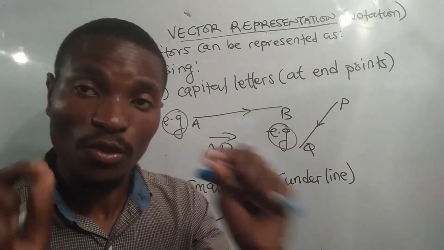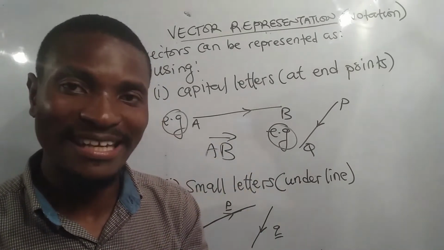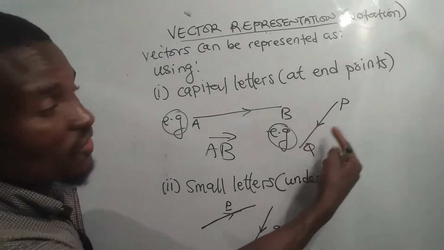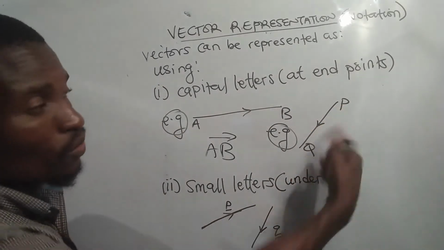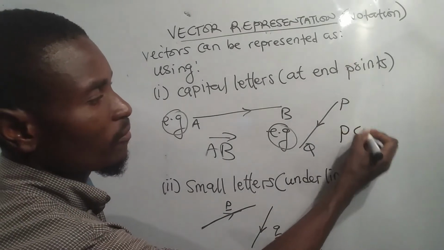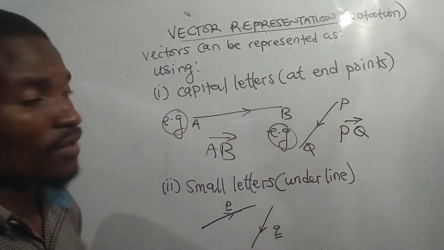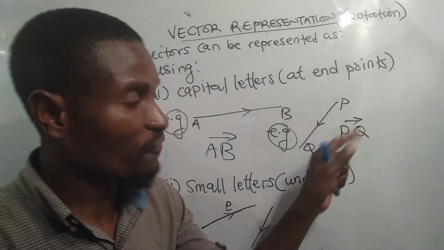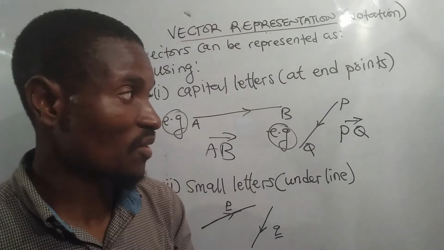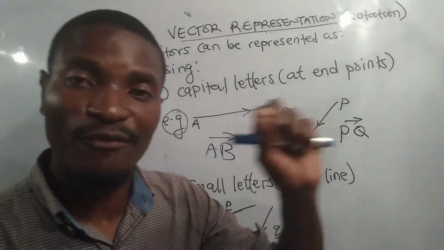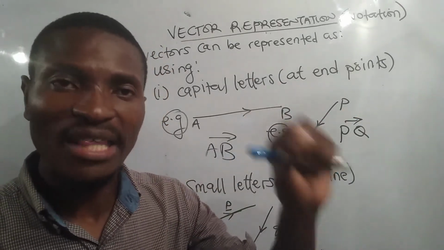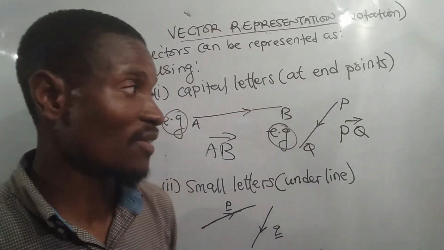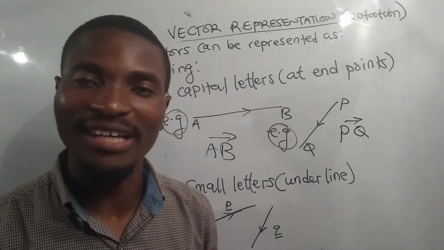Make sure that we get that concept. You can also have this one, where the direction is coming from P going to Q. So we write it like that. That's how we write the notation for vectors in capital letters. Don't forget to put the forward arrow when we are using capital letters for vectors. Please make sure we understand that.